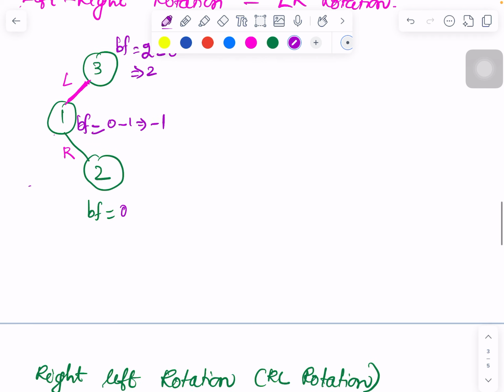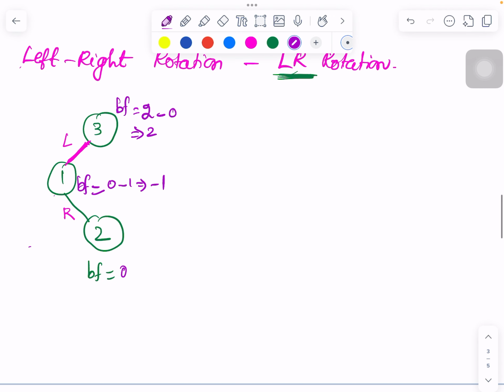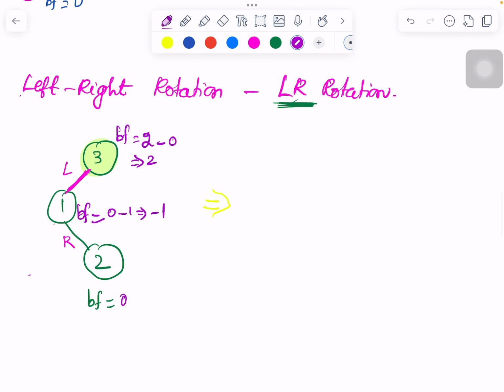Fine. So the property is getting violated by the node 3. Right, so node 3 is violating the property. Now what are we supposed to perform? We have to perform now the rotation. So what is the rotation and how do we rotate it? We can rotate it by performing the LR rotation.